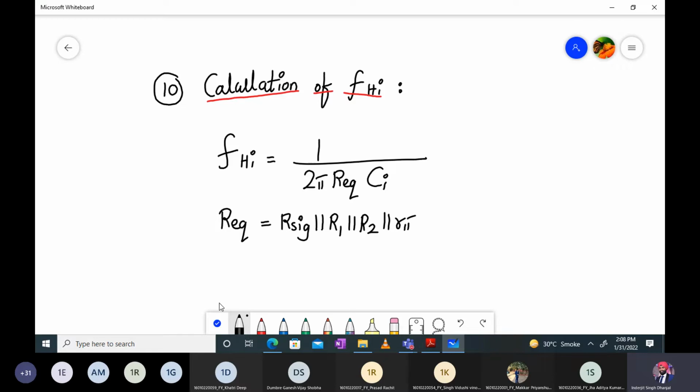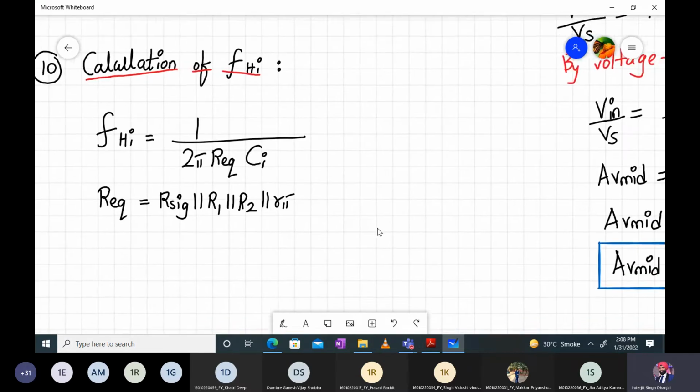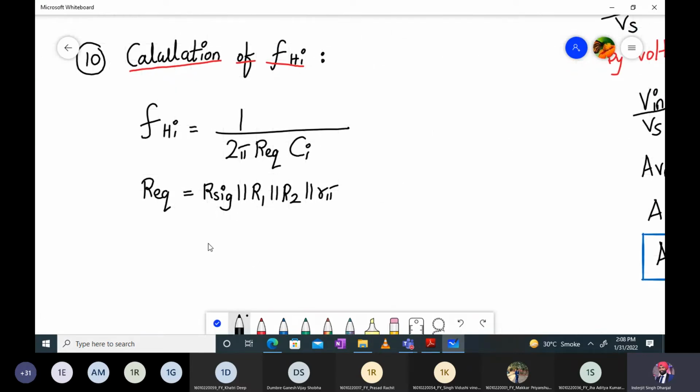I will give you all the values, don't worry, it's the same numerical. And then we have to calculate CI also. So CI is basically CMI plus CWI plus C pi value, right? Let me check. Yeah, C pi. Okay. So what are the values given to us?